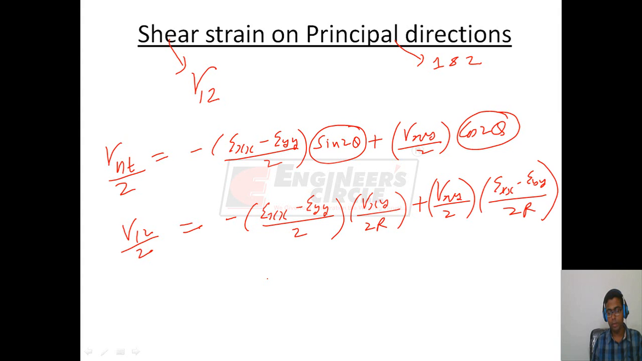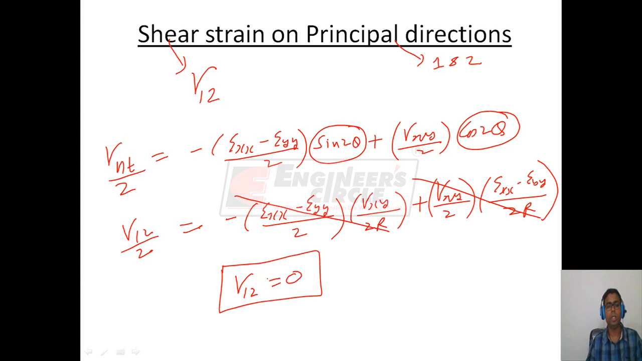So we can see that these two terms are cancelling each other. So we get gamma 1, 2 as equal to 0. That is, there is no shear strain on principal directions. That is, the principal directions 1 and 2, which are perpendicular to each other before deformation, will also remain perpendicular to each other after deformation.